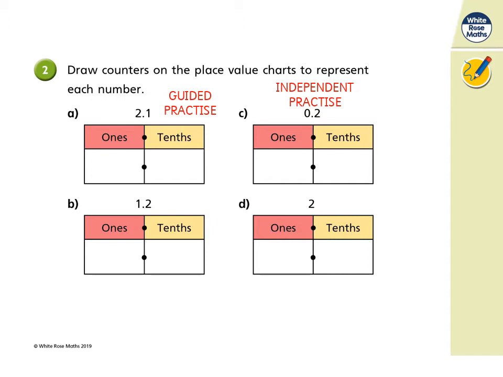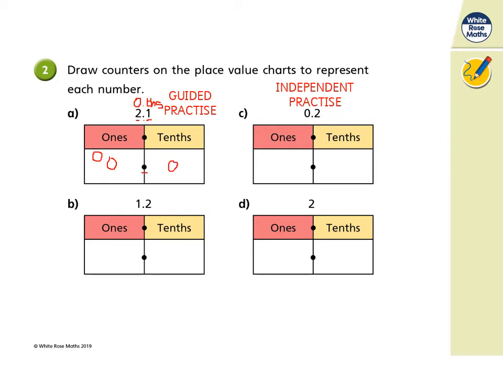So I know here I've got 2, my decimal point, and my 1. And now it's time to identify what is the value of those numbers. So 2 is in my ones column. I have my decimal point, and I know the 1 is in my tenths column. And that is my lowest value that we're looking at today. So if I'm going to draw counters, I know I have 2 ones. There is my decimal point, and I have 1 tenth.